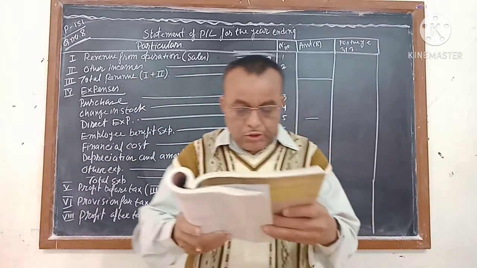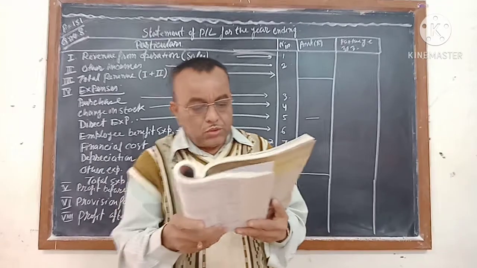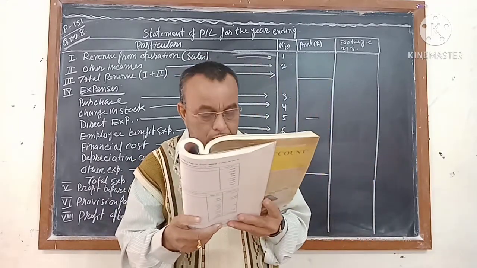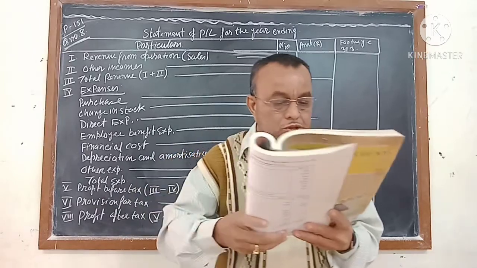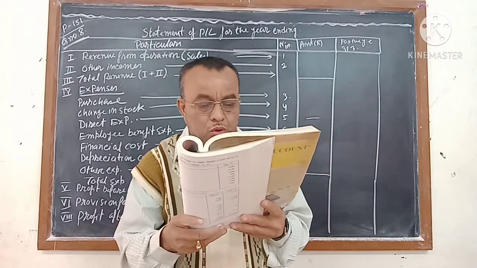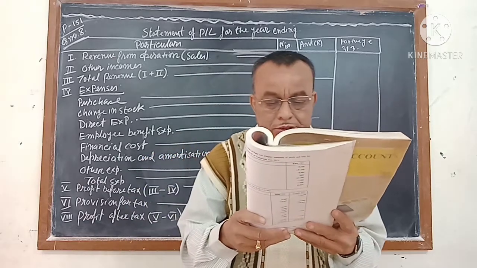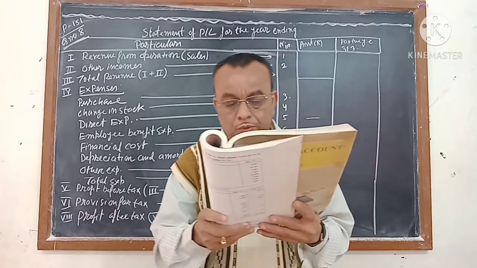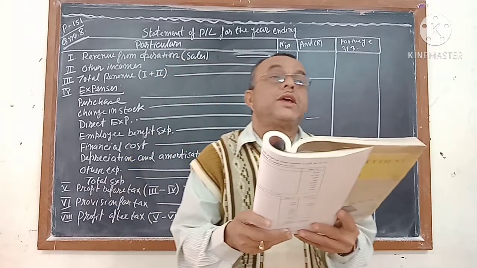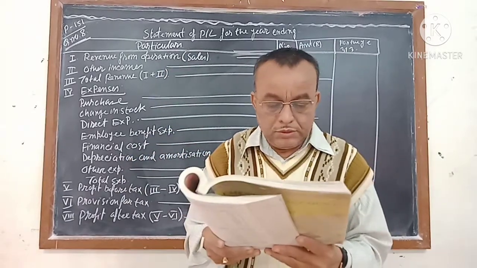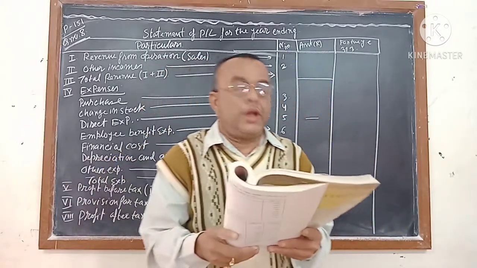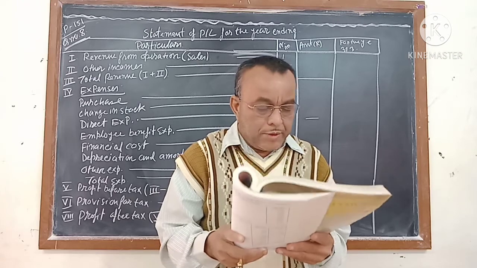Take your textbook in your hand and follow along, what is there, what is not there, what is given, what is not given. Page 150, question number 7. Under which head will you show the following balances in the statement of profit and loss as per Schedule 3 of Companies Act 2013? The amount is not given. They are asking under which head or subhead it will come.